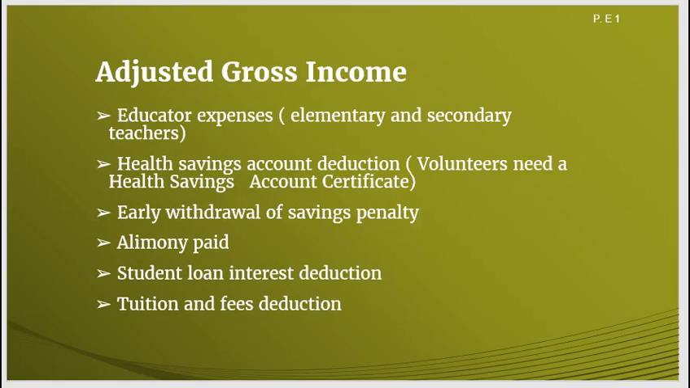So what are the most common things that you might see? Educator expense, health savings account deduction, HSA, early withdrawal of savings penalty, alimony paid, student loan interest, tuition and fees deduction. Let's talk about all of those things for just a few moments.